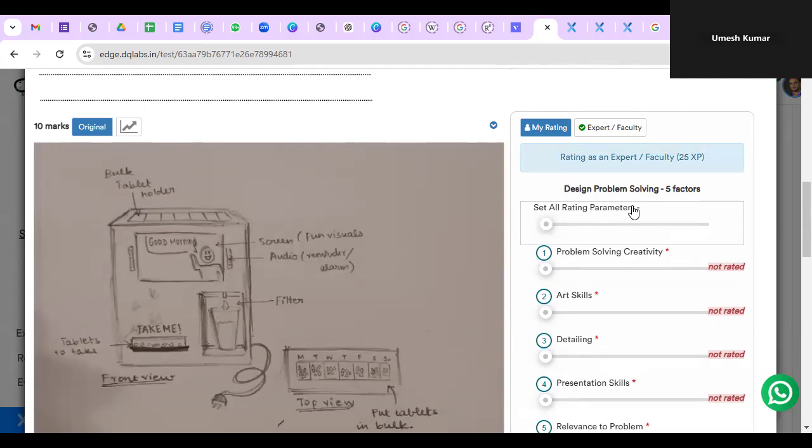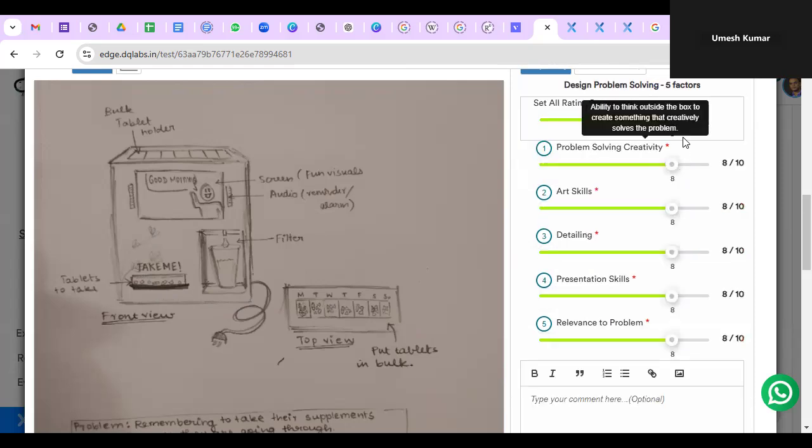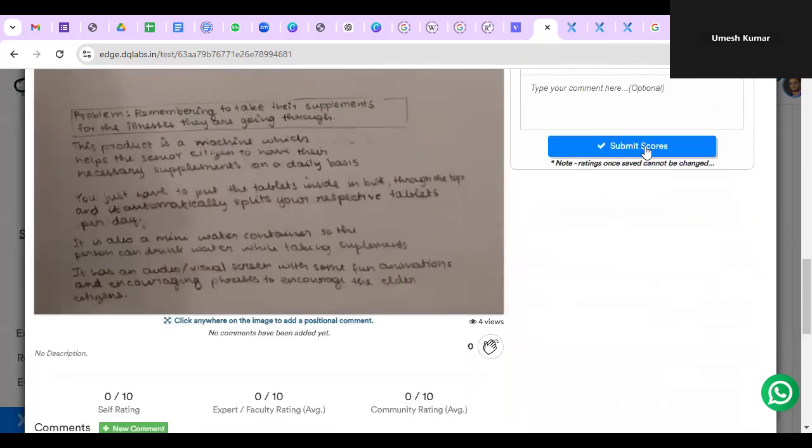Good problem to solve. Okay. Top view. So you put your tablets in bulk. I mean, Monday, which tablet? Okay, fine. It throws the tablet out here. Good job. Thank you, sir.